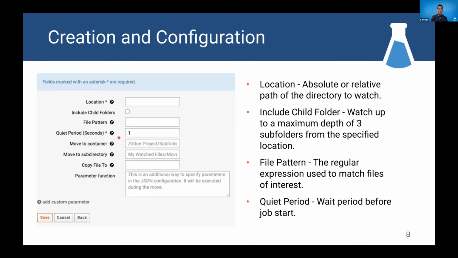Quiet period is the amount of time between once the file is triggered and the action takes place. So this can be useful if you have a configuration that is processing more than a single file, or you're on a network share and there's some latency, and so you want to wait for the transfer to finish.